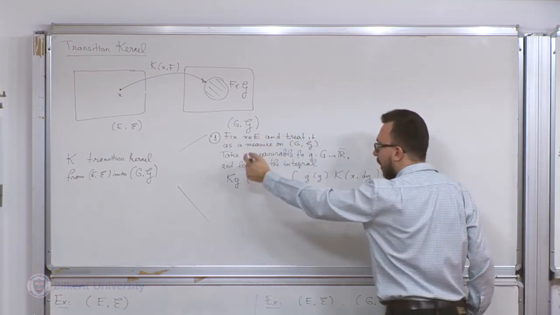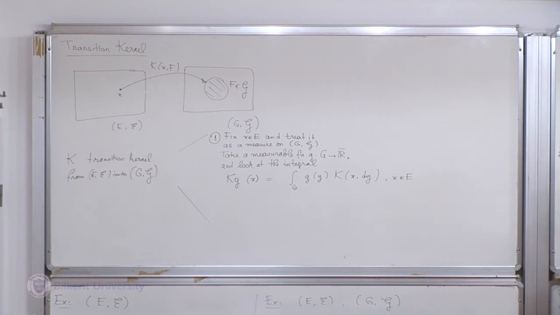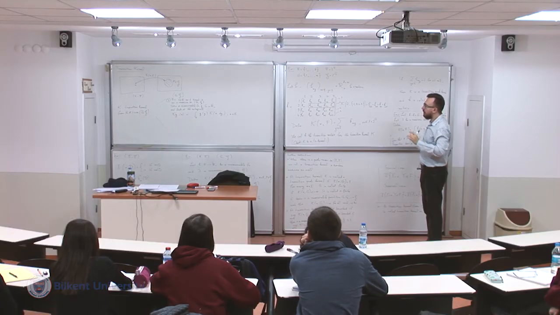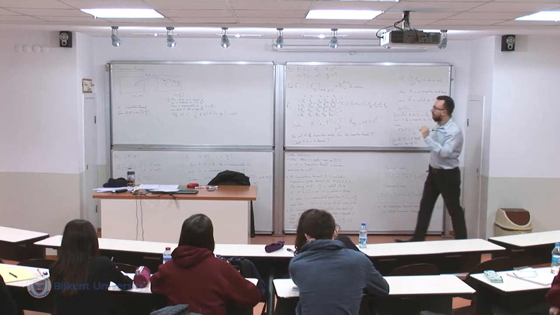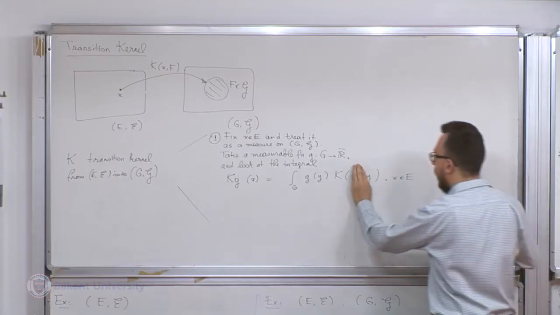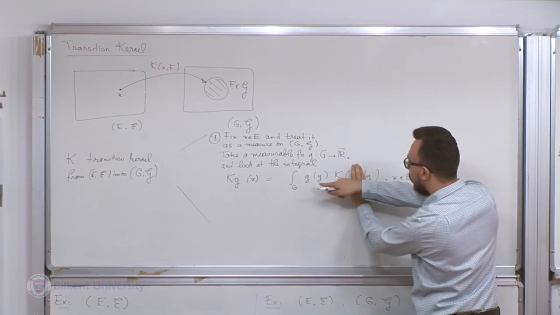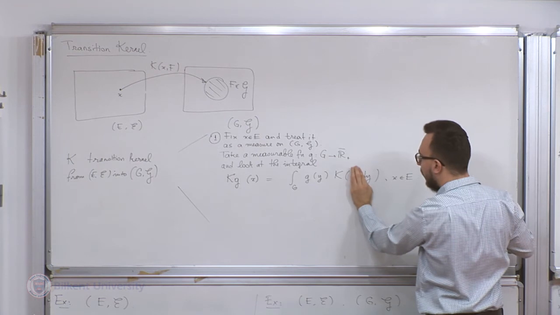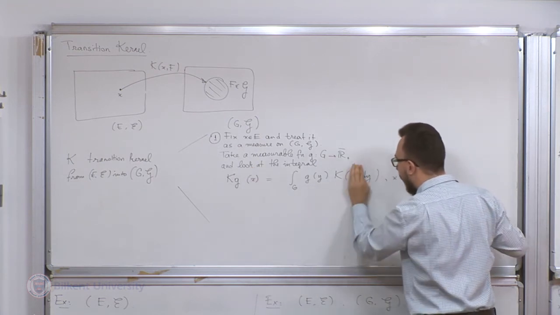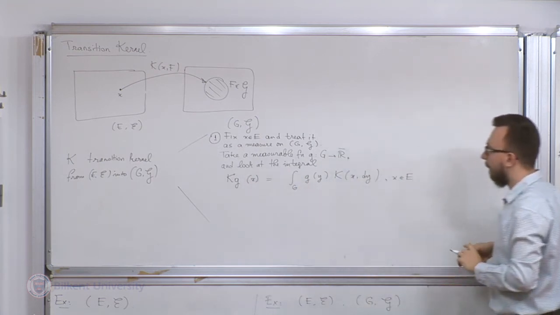X is fixed, but I have to say that it depends on x. It depends on the choice of my x. So it's the integral of g with respect to K, seeing K as a measure. Just freeze this, and now it is more familiar, right? Just g dK, g dK. But everything depends on x, so I have the dependence on x.